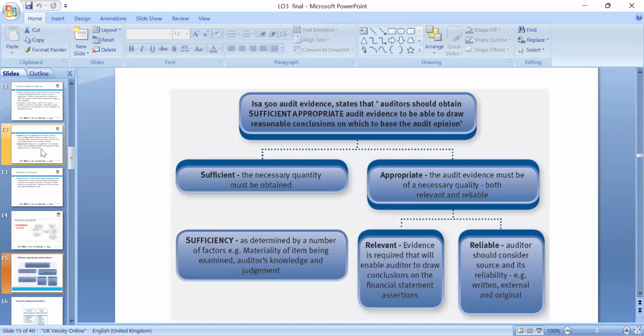So sufficient is the quantity that must be obtained. Appropriateness of the audit evidence is the quality, and it must be both relevant and reliable. Sufficiency is determined by a number of factors: the materiality, the significant, the other transactions that are significant. So we must be in line with this, so we have to give true and fair information. For reliability, consider whether the source is reliable, written, external, and original. That's what we need to be in line with.